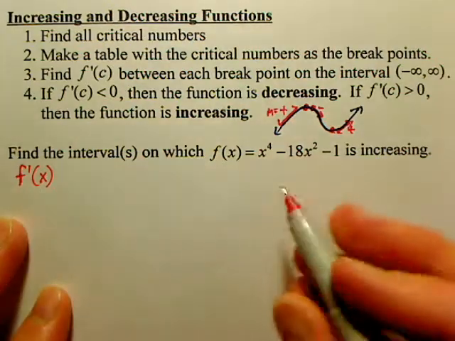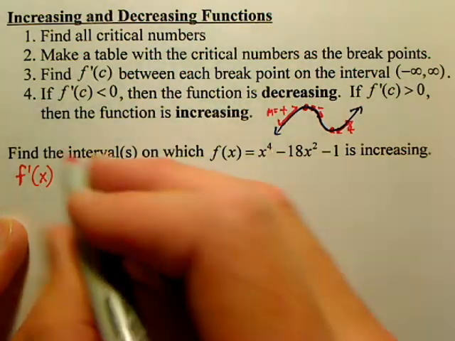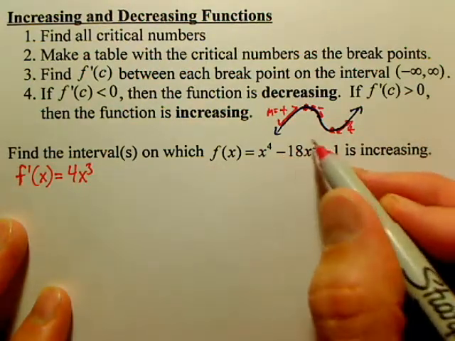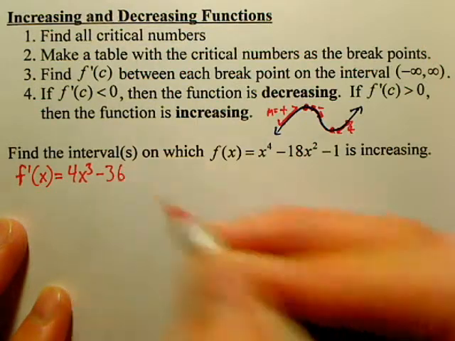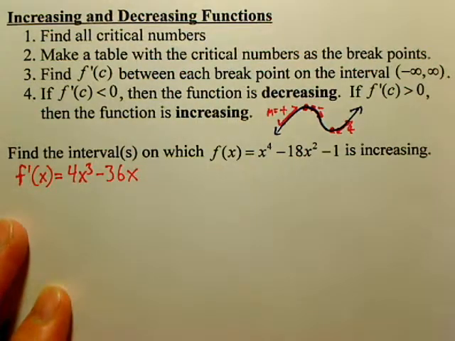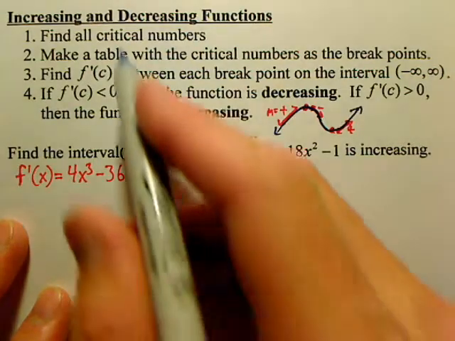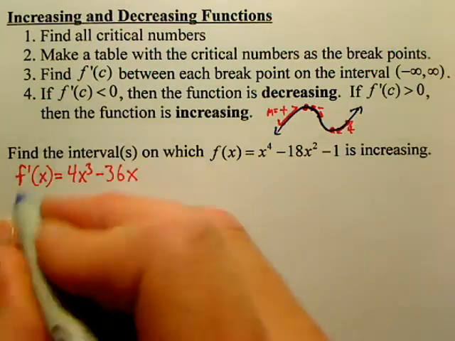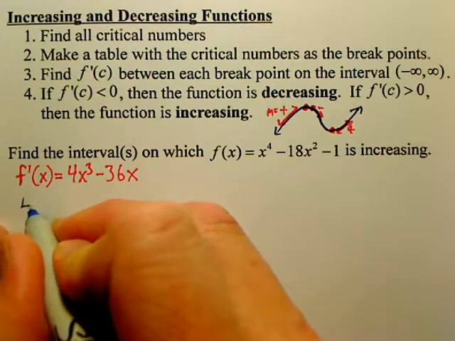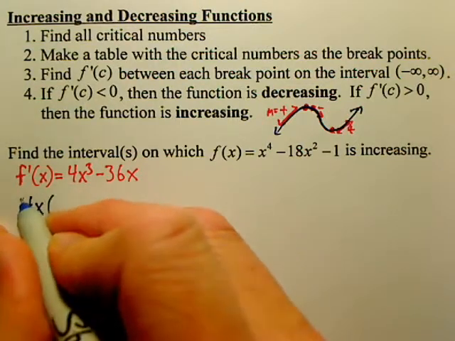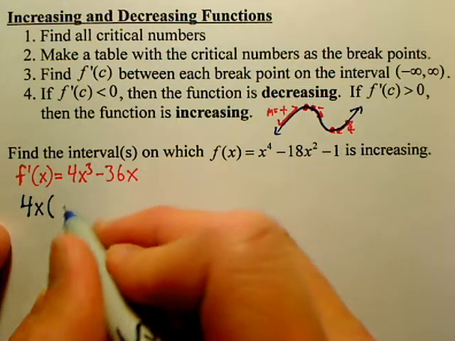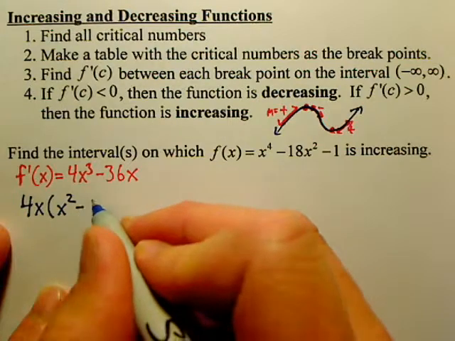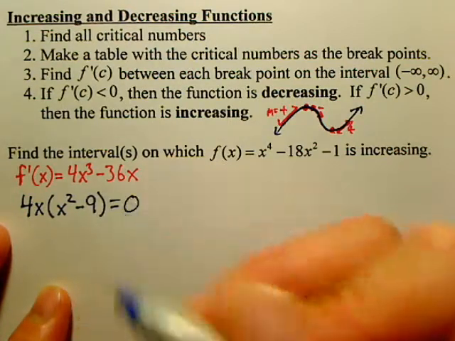So I'm going to take my first derivative, which would be derivative of x to the fourth is 4x to the third. Derivative of this right here is negative 36x. And what are we going to do with that derivative to find critical numbers? You set it equal to 0. Now, in order to set it equal to 0, I'm going to do a GCF real quick. So GCF of this is going to be 4x, my greatest common factor. 4x times what is 4x cubed? Looks like x squared. 4x times what is negative 36x? Looks like negative 9. And we're going to set that equal to 0.